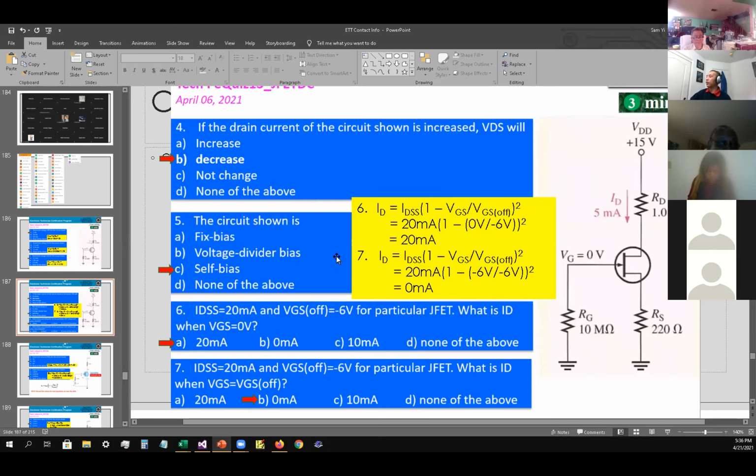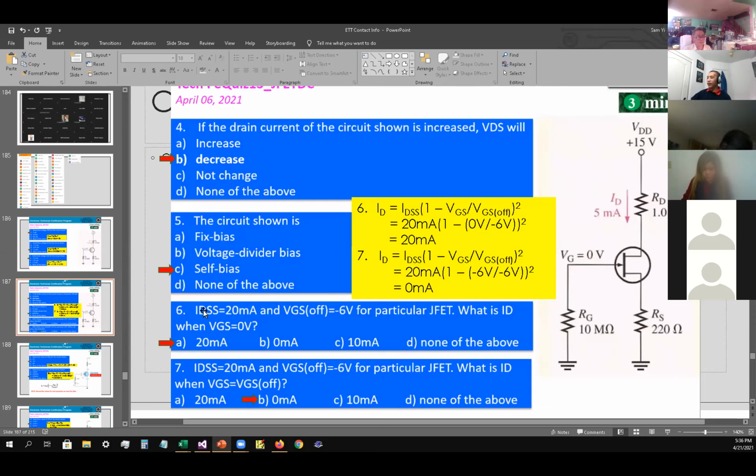So it's in reverse. And the circuit shown, they want to know what this circuit is. Is it a fixed bias, voltage divider, self bias, or none of the above? Okay, so this one is pretty much a self bias because you only have a power supply at the drain powering this whole circuit. When you only have one power supply that goes into the drain, then it's a self bias. Okay, so the answer is C.